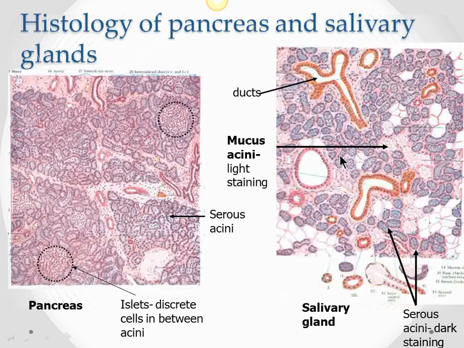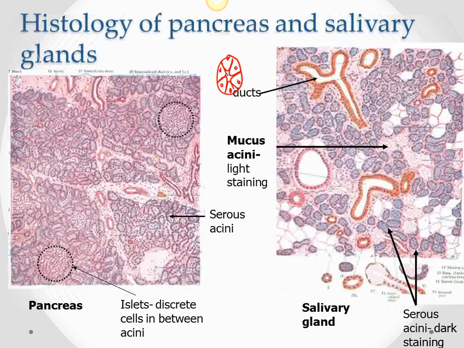So if you look at a typical acinus, it will be like this. The cells are very tall and the nucleus may be rounded or flat, and this is the lumen. So that's what an acinus looks like.